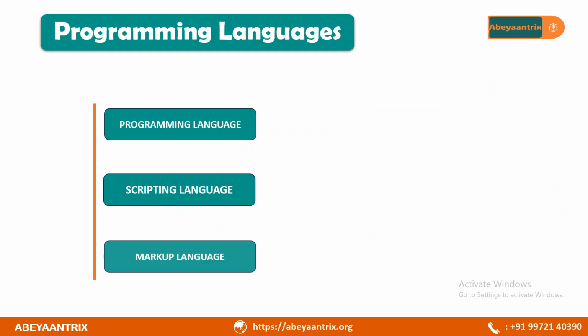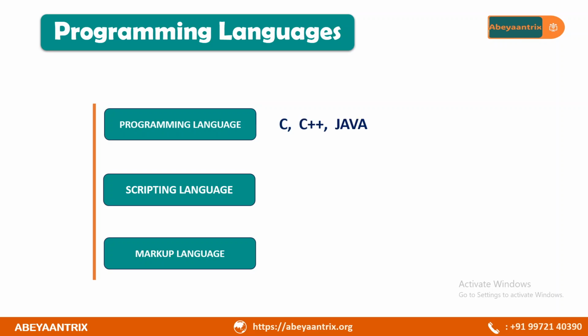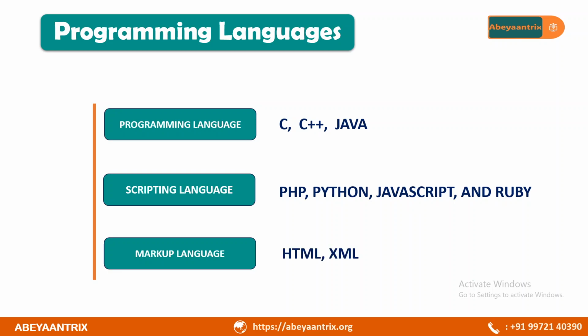So next we'll understand programming languages. There are different kinds: programming languages, scripting languages and markup languages. First we'll understand these. Programming languages like C, C++, Java; scripting languages like PHP, Python, JavaScript and Ruby; and markup languages, HTML and XML. C, C++ and Java use compilers, and PHP, Python, JavaScript and Ruby use interpreters. So why do we need a compiler?